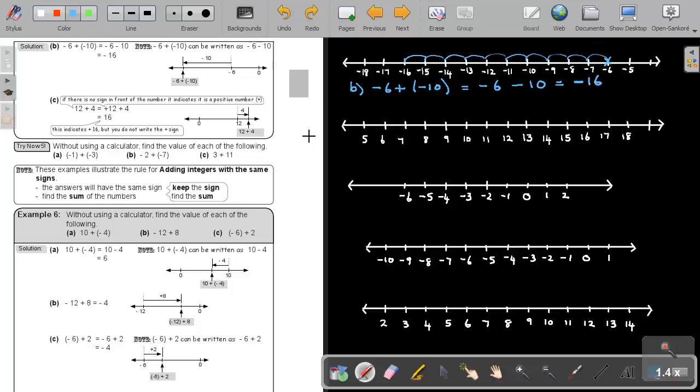Okay, the last one is actually an easy one. It's almost like primary school because it's just 12 plus 4. Now, I want you to know that if there's no sign in front of the number, we can always indicate a positive. So actually, there's standing positive 12 plus 4. So start at positive 12 and move 4 units to the right. 1, 2, 3, 4. So actually, 16.